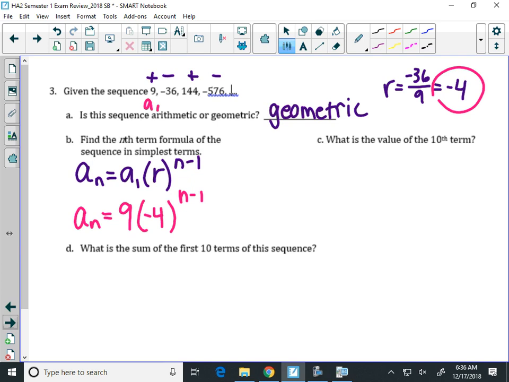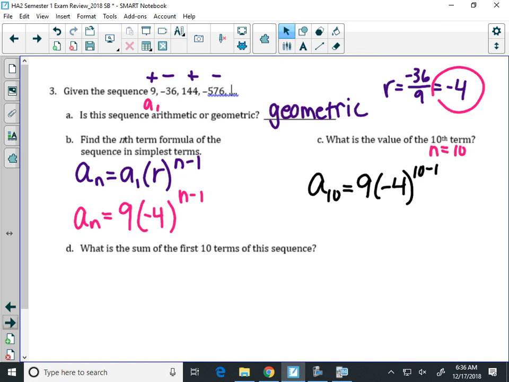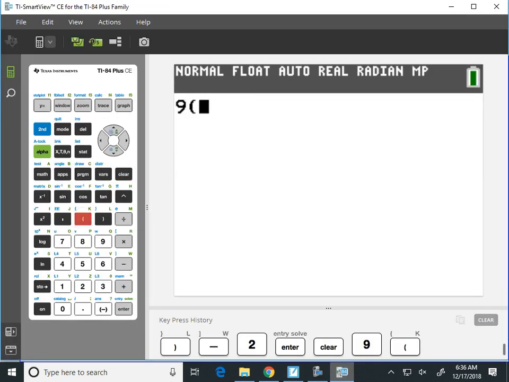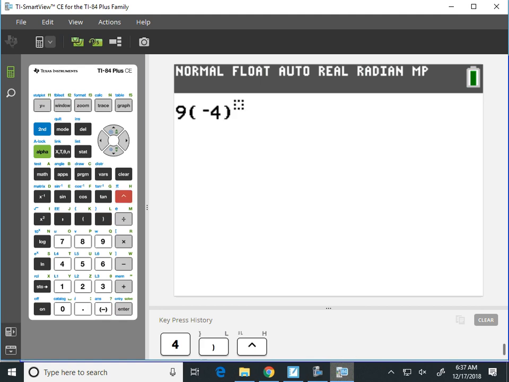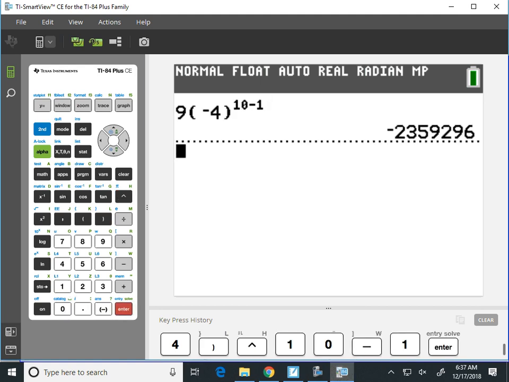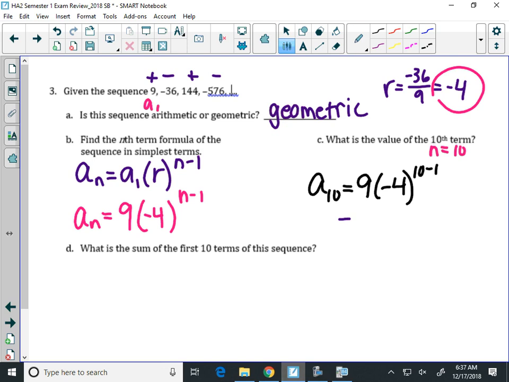Now, if we want to know what the value of the 10th term is, that means that we're looking for where n equals 10. What is the 10th term? So we're going to find a sub 10 here. We'll take 9 times negative 4 to the 10 minus 1 power. Use your calculator to help you here: 9 times negative 4 to the 10 minus 1, or 9th power. And this is the term that you get, negative 2,359,296. All right, hope you're good there.